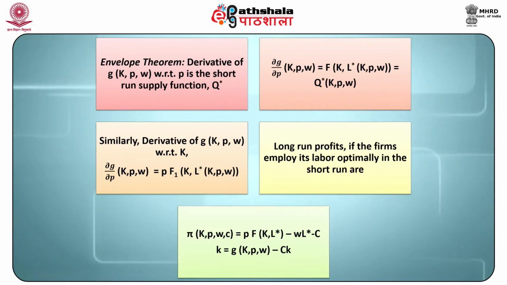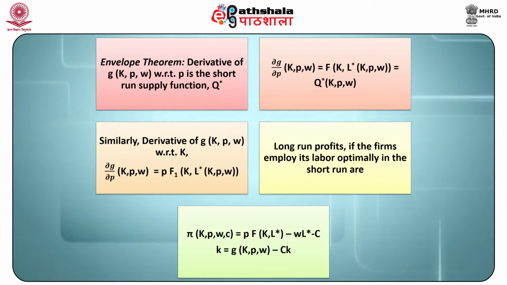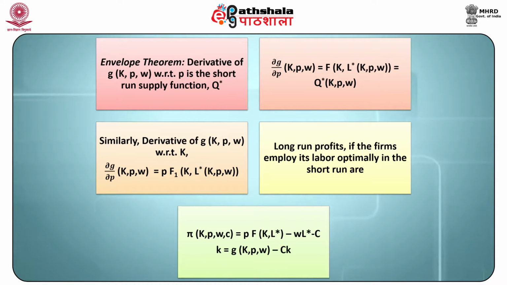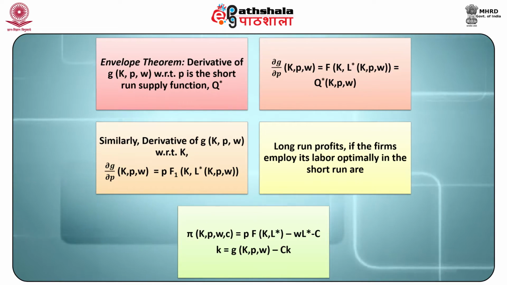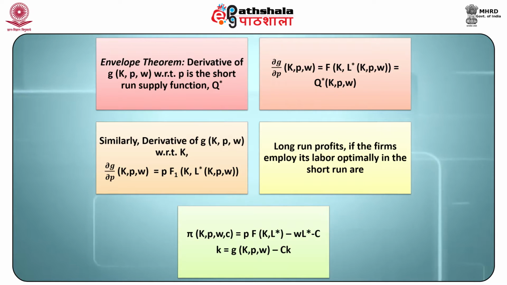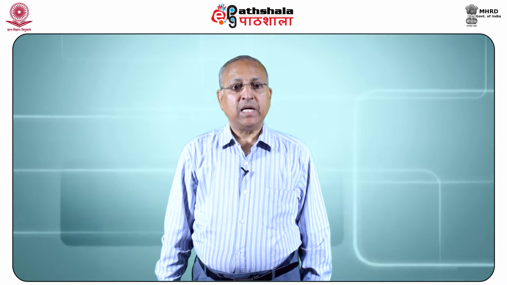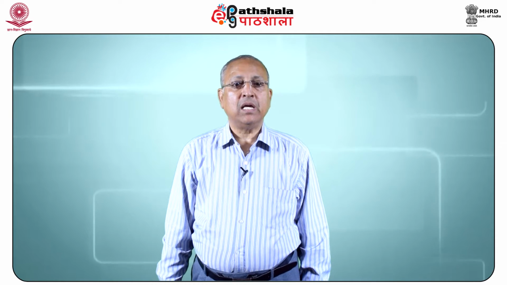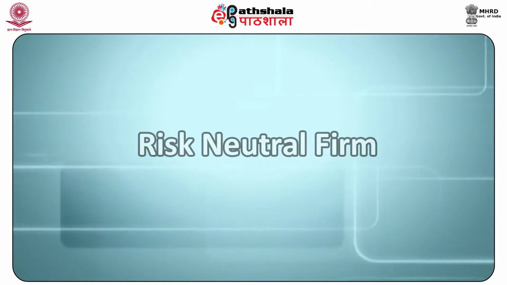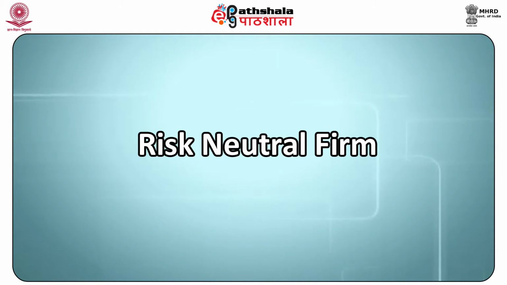Long run profits, if the firm employs its labor optimally in the short run, are given as pi KPWC is equal to P F bracket K L star minus W L star minus CK, which is equal to G within bracket KPW minus CK. At the time the capital input is chosen, profit pi is clearly a random function since P is then a subjective random variable. Next we shall be discussing the risk neutral firm.